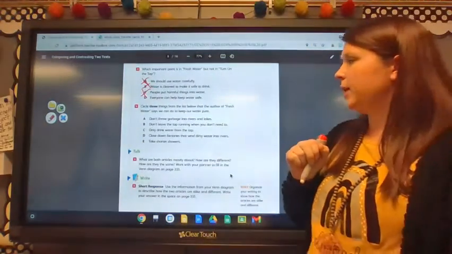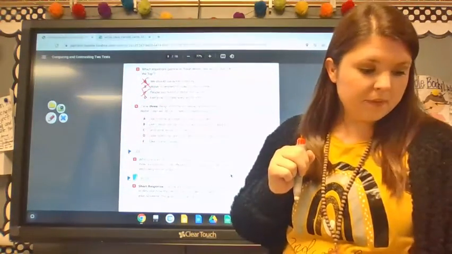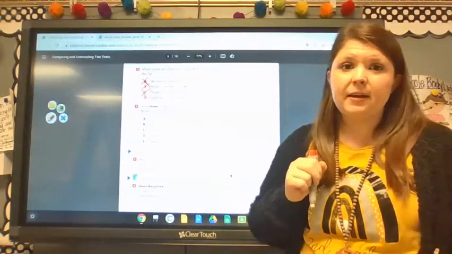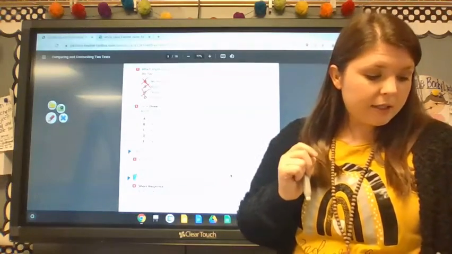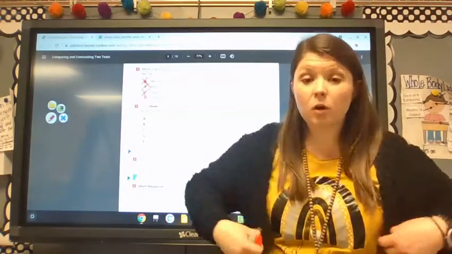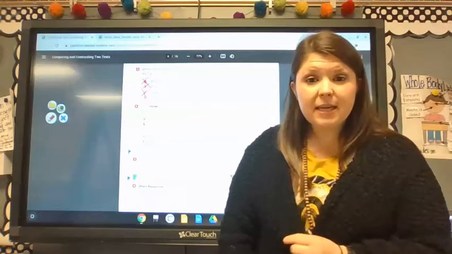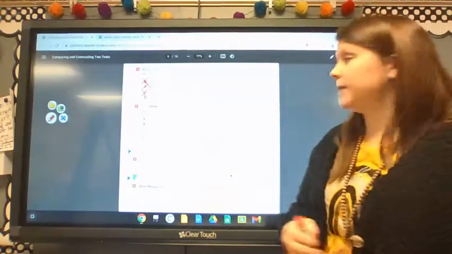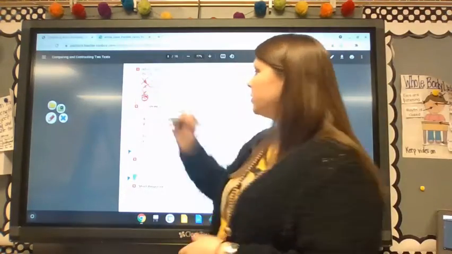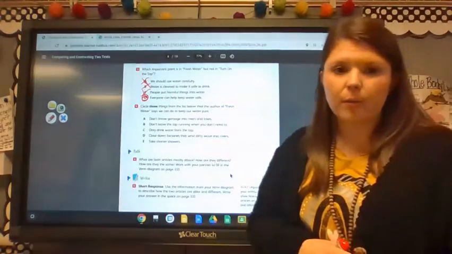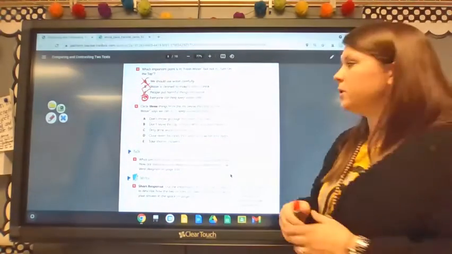Everyone can help keep water safe. That was mentioned in Fresh Water, but not Turn on the Tap. Turn on the Tap told us we needed to protect it, but it didn't tell us how. Fresh Water did tell us how, especially in paragraph number 4. So D is the correct answer for number 3. All right, let's go on to number 4.